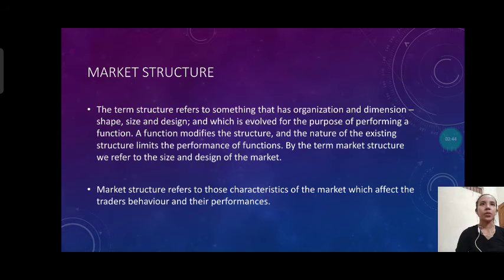Let's proceed to market structure. Market structure is the formal organization of the functional activity of a market institution. Also, the term market structure refers to something that has organization and dimension, shape, size, and design, which has evolved for the purpose of performing a function. A function modifies the structure, and the nature of the existing structure limits the performance of functions. By the term market structure, we refer to the size and design of the market. Also, it refers to those characteristics of the market which affect the traders' behavior and their performances.